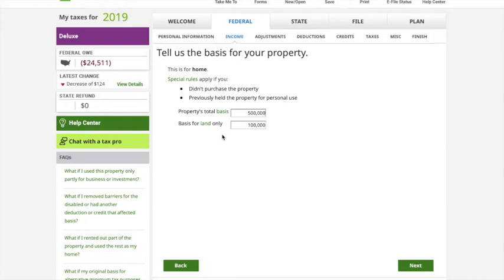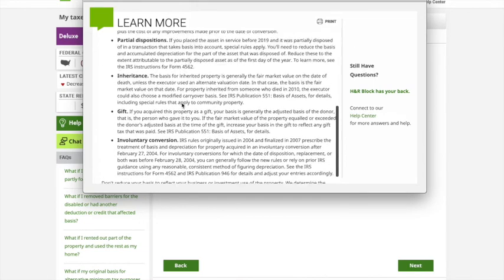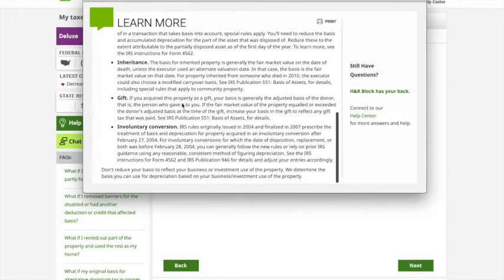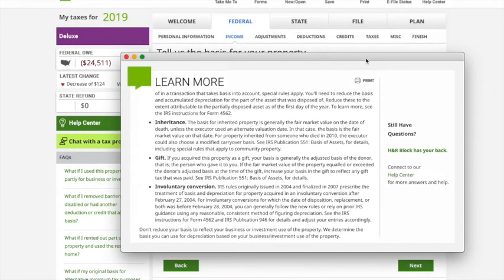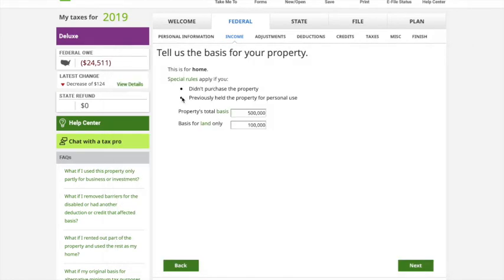You need the property basis and the basis for the land. Now the key concept to understand here is the property basis is not simply the price you paid for the property. It also includes your closing costs as well. So if you paid attorney's fees, for example, or documentation fees, title insurance, those are very common costs. So those would be added to your property basis. So be sure to include those.